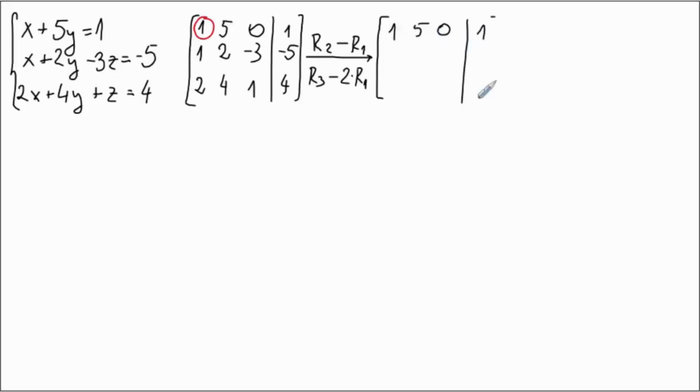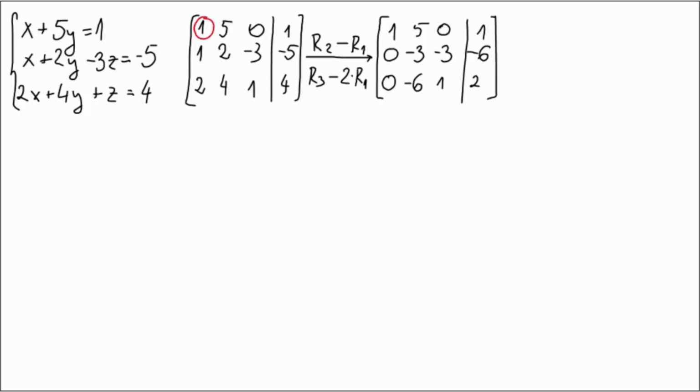The second row will be changed when we subtract r1 from it. So that to -5, -3 -0, and -5 -1. And the third row, of course, similarly subtract twice r1. So here we go, 4 - 2 is 2.